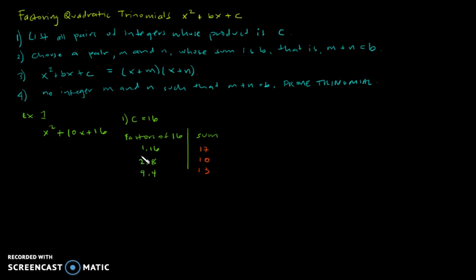Afterwards, let's take a look. What is the pair of integers that gives us the sum of b, and that is 10? As you can see, this pair gives us a sum of 10. Therefore we proceed with number 3. We use the factorization for x squared plus bx plus c, and that would be equal to x plus 2 times x plus 8. So this would be your final answer.